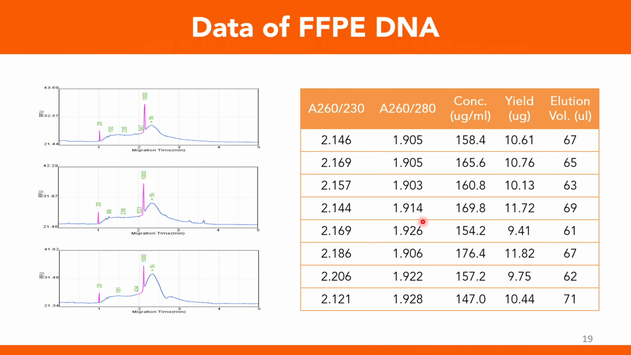And here is the data for FFPE DNA purified by the iCatcher system. We can see we can keep the integrity of the FFPE DNA from 100 to over 5K, which is 5,000 base pair. And we can get very high purity, over 2, and very good DNA quality.